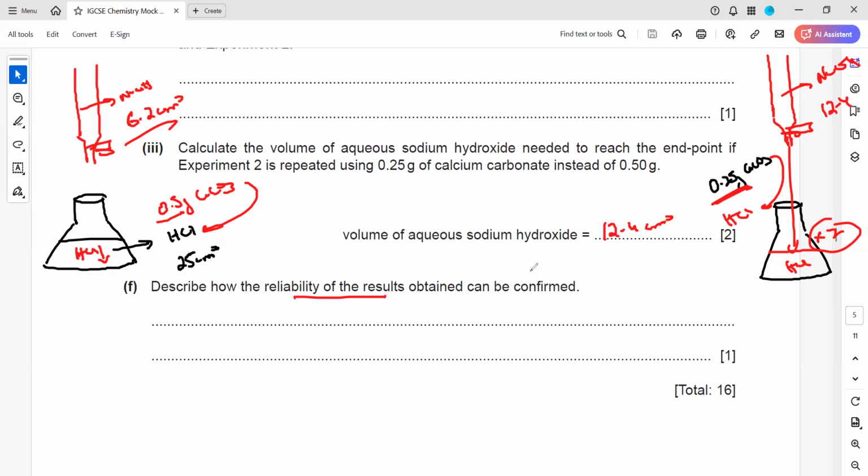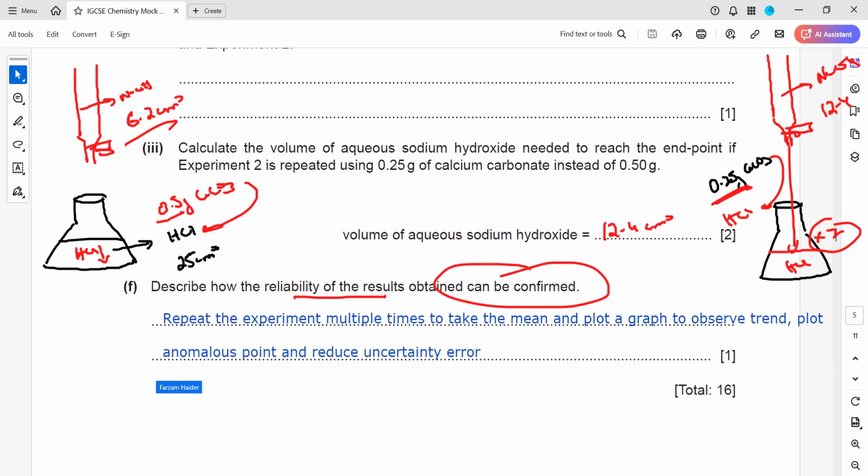Describe how the reliability of a result obtained could be confirmed. Whenever you want to check the reliability of an experiment, specifically for a titration experiment, you should always mention repeat until the results are concordant. Plotting a graph is not the right term here because we don't have this much set of results to plot a graph. Whenever titration experiments are there, you repeat the experiment until the results are concordant. Concordant means they have a difference of 0.2 cm cube. So repeat and compare the results until two results are concordant.